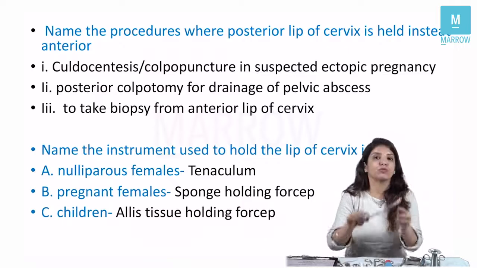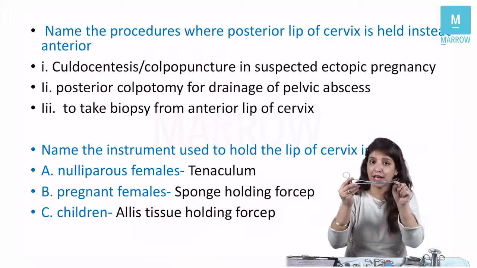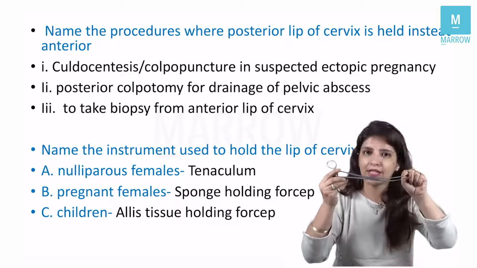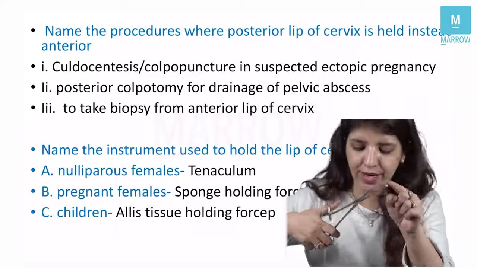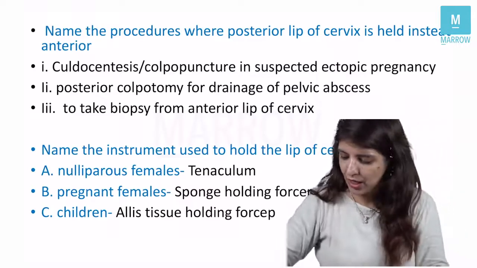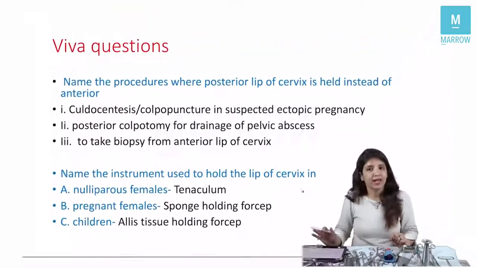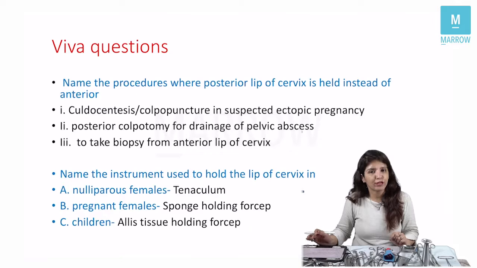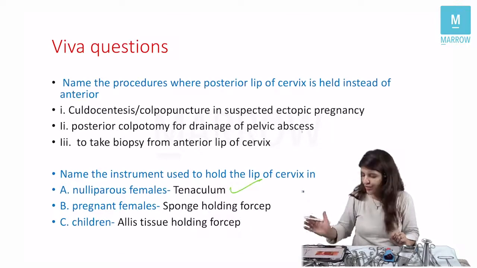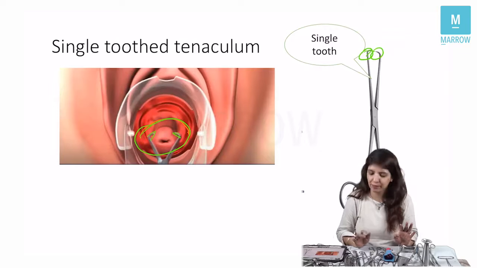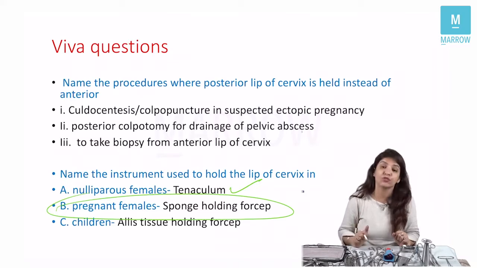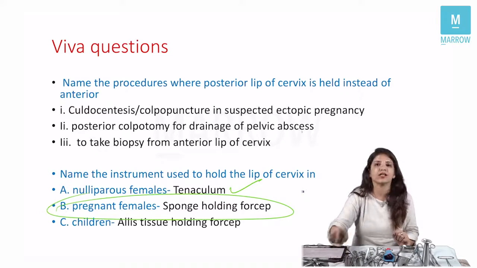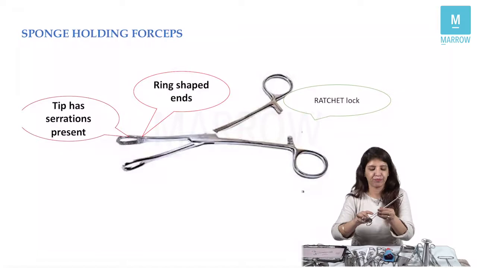Clear? I hope this instrument is very clear to you. Again, look at it, the gap between the blades, the concavity and the rat teeth, right? Now, in this slide, I have told you about Tenaculum, how to identify it. Tenaculum is single-toothed, rest everything is like your Cellum. Now, in this slide, I told you for holding the lips of the cervix in a pregnant female, you use a sponge holding forceps. So let's have a look at how a sponge holding forceps looks like.